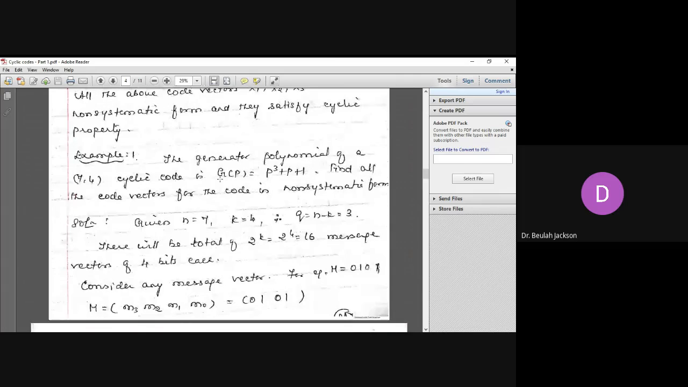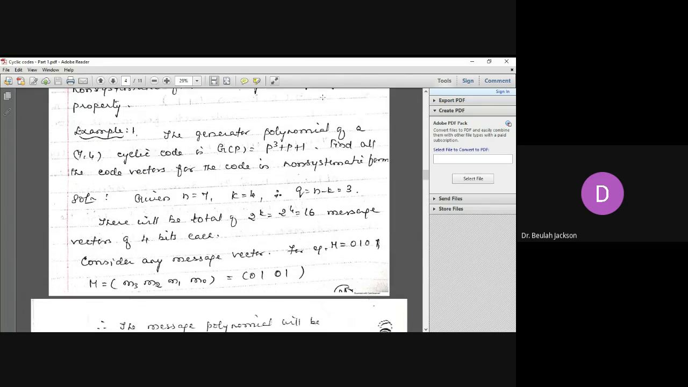Now let us take one example. The generator polynomial of a (7,4) cyclic code is G(P) = P^3 + P + 1. Find all the code vectors for the code in non-systematic form. So given n = 7 and k = 4, that means q = n - k, that is 3 check bits. So there will be a total of 2^k = 2^4 = 16 message vectors of 4 bits each.